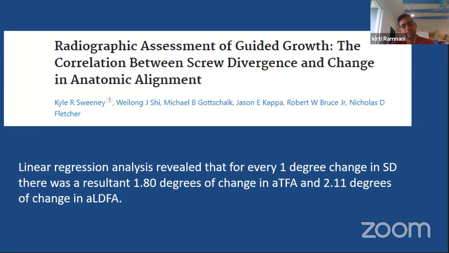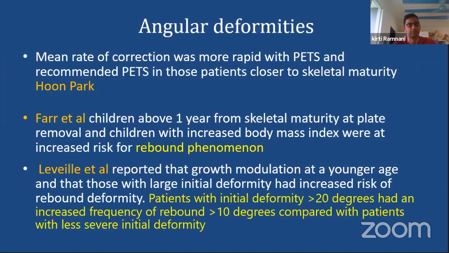So they said that for every follow-up, you need not take a full-length scanogram, which will increase the radiation. With a simple AP view and by measuring the screw divergence, you can actually correlate how much correction has happened. So this study will be useful basically while following up patients with angular correction.